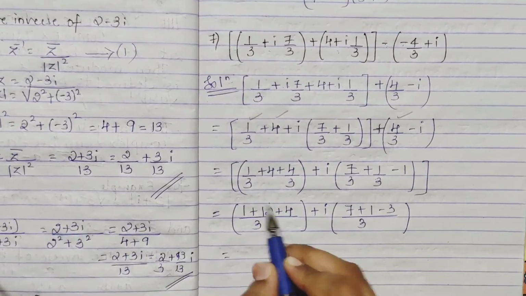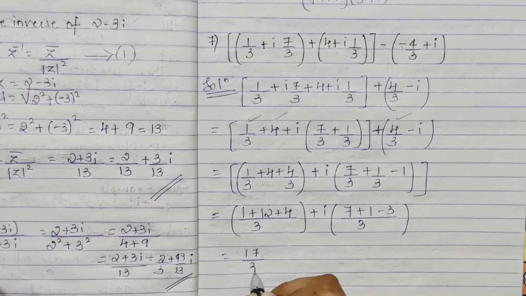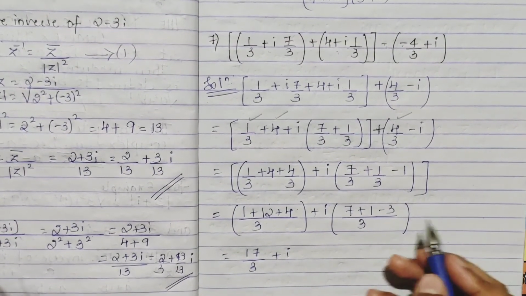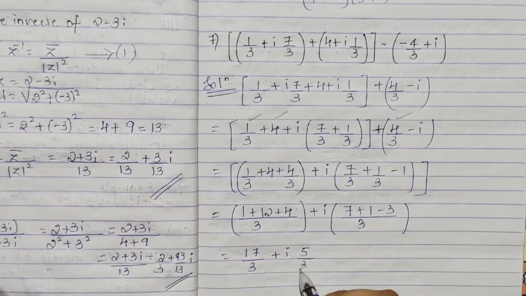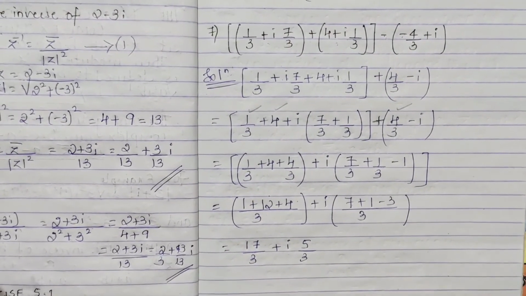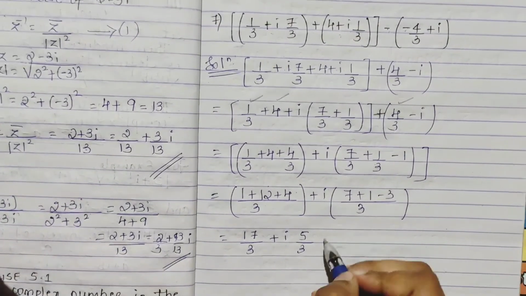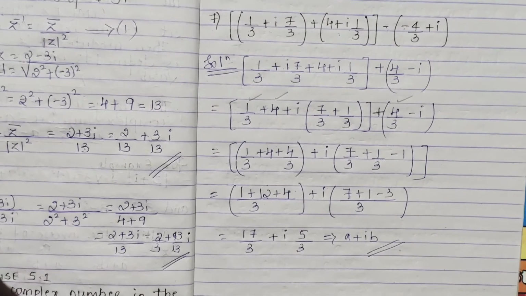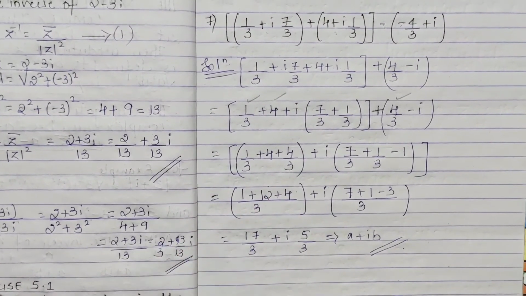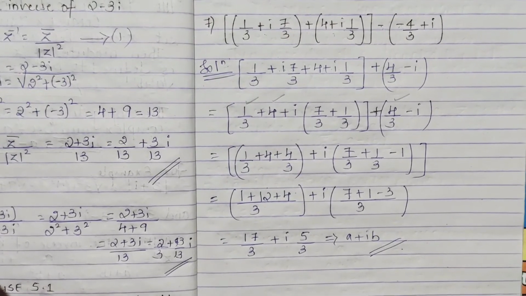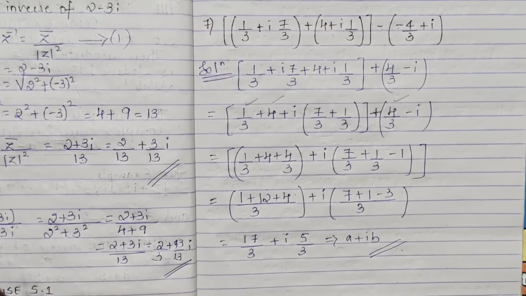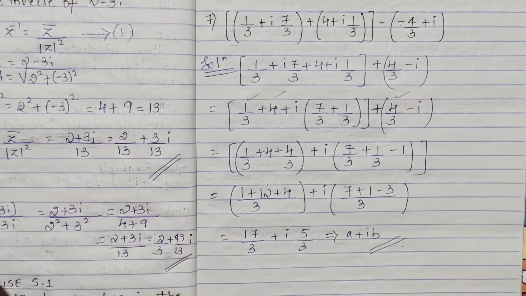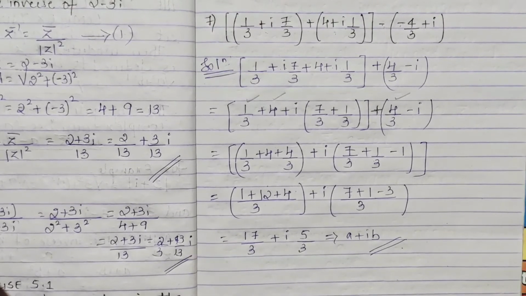So 12 plus 5 is 17, so 17/3 plus i, 7 plus 1 is 8, 8 minus 3 is 5/3. This is your A plus iB form. Understood how you have to do? See, very simple problems. You don't have to use any techniques, but you have to be very careful in your addition, in your multiplication, in your subtraction.